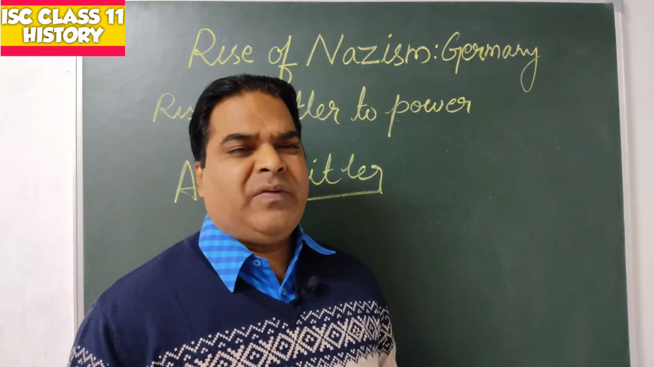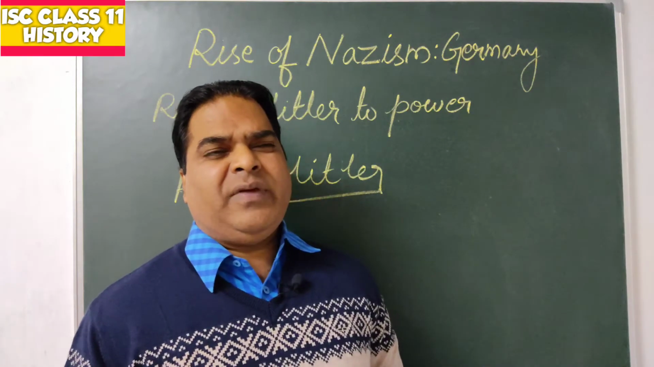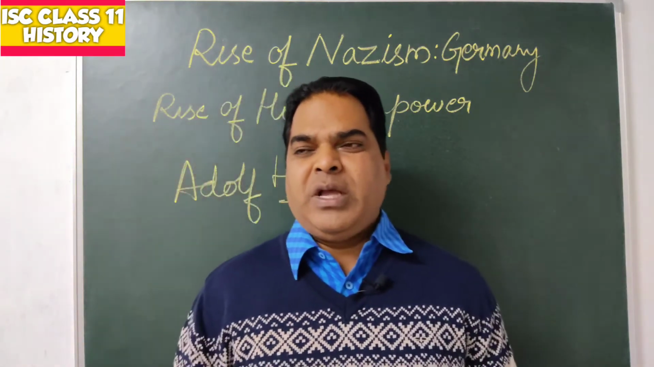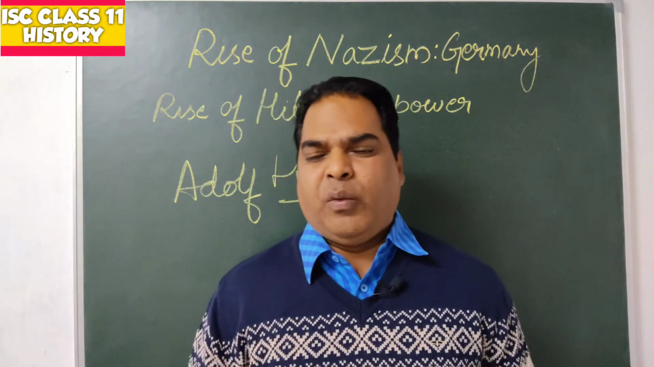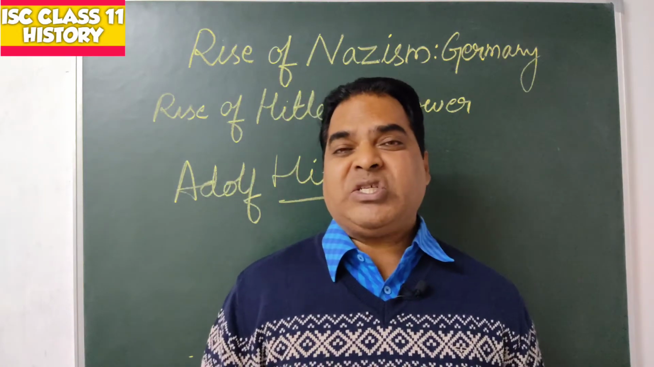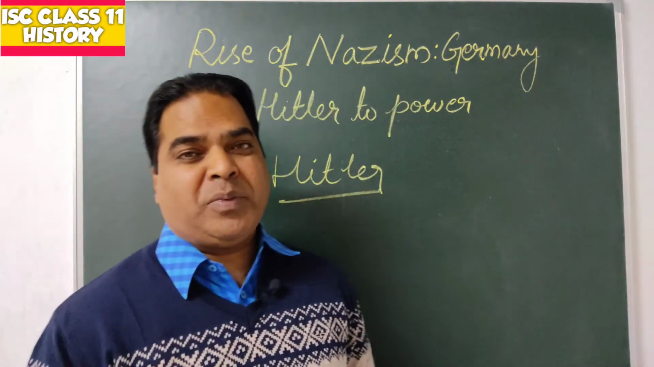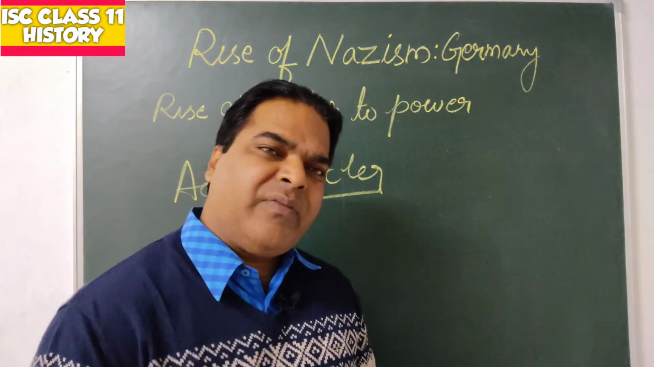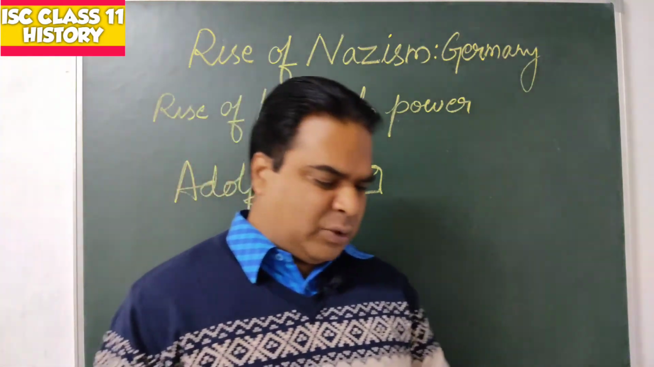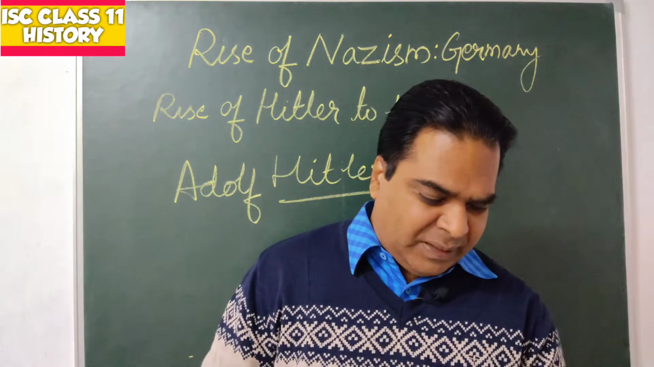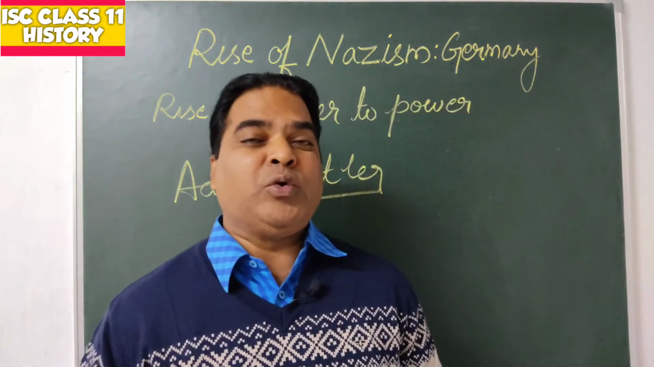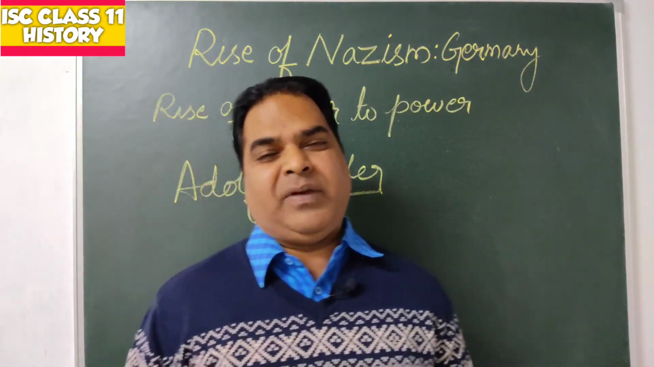So he was very, very restless. He felt that it was due to the Jews, due to the government, that we had to face this humiliation, and this humiliating treaty was imposed upon us. So he had a hatred for the government from the very beginning. That is why, in 1923, he tried to capture the Bavarian government at Bavaria.